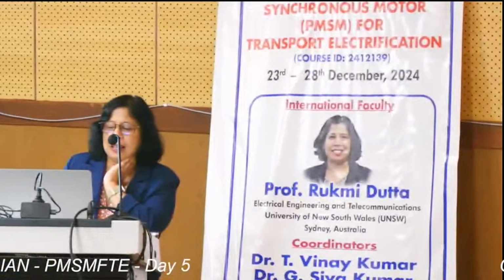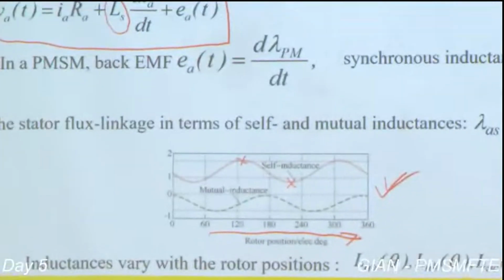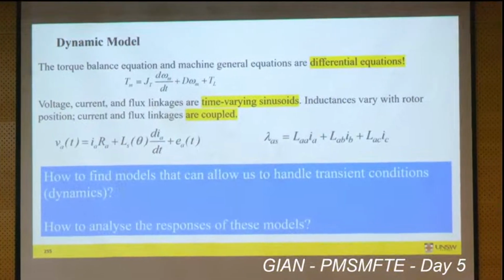So if we want to use this equation to design control or to understand the transient response, it is very difficult, right? Voltage and current are sinusoidally varying with time, inductance is varying with position, so it becomes very complicated to look at what is happening during transient, because in transient your speed is also changing with time, right? Then that's what leads us to the dynamic model.